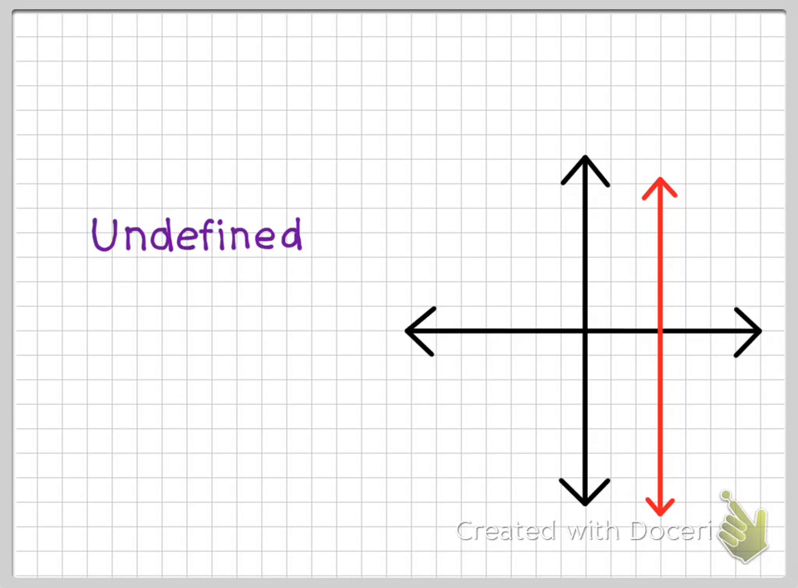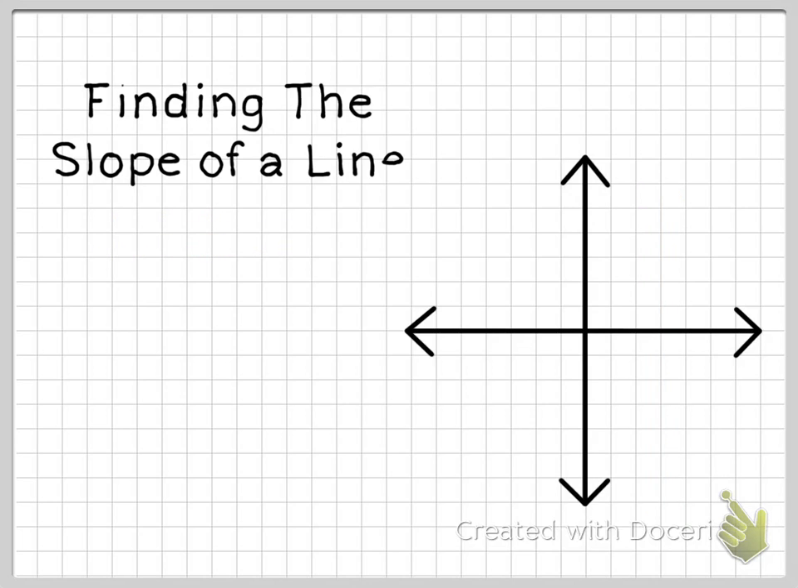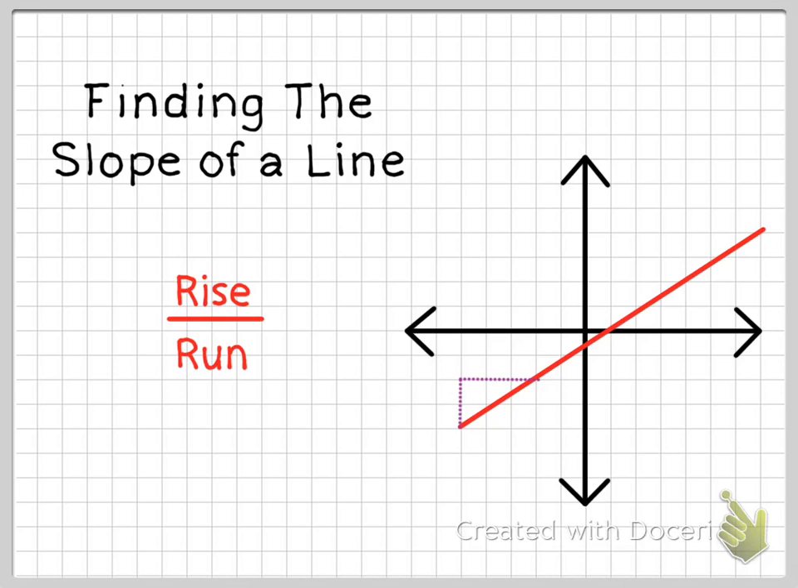So now that we can recognize our different types of slope, let's get the actual value of the slope. And we can do that by using a little formula called rise over run. And rise refers to up and down, and run describes the left and right of our graph. So if I draw my line here, the rise is how much it goes up and down, and the run is how much it goes left and right.